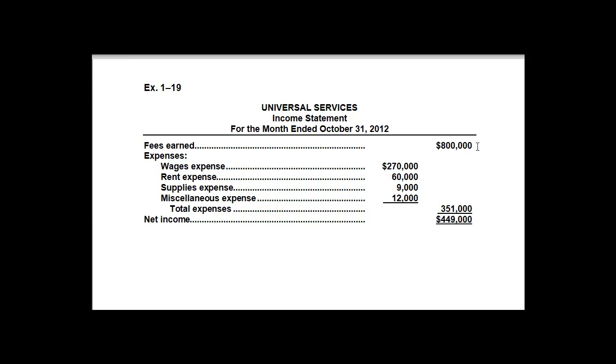In this case, though, we made $800,000, and the total of these four expense categories is $351,000. Okay, so we can see here it took us $351,000 of expenses to generate $800,000 of income. So our net income for this accounting period of October 31st was $449,000. Okay?